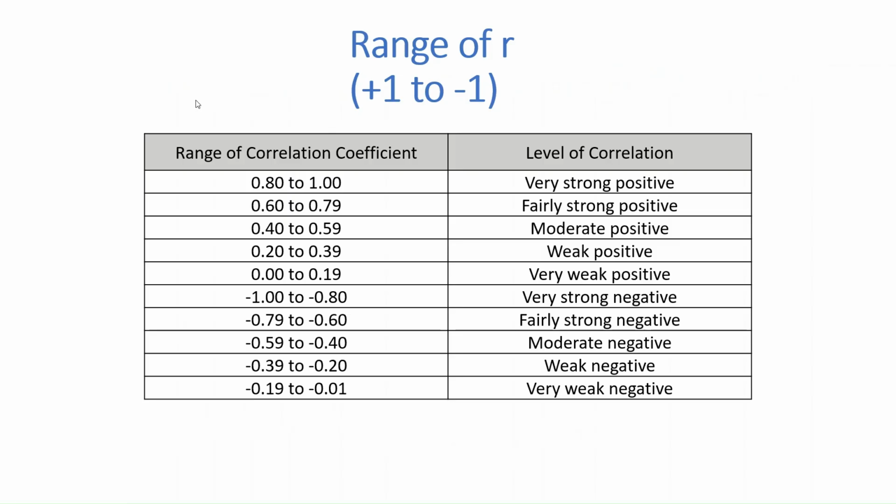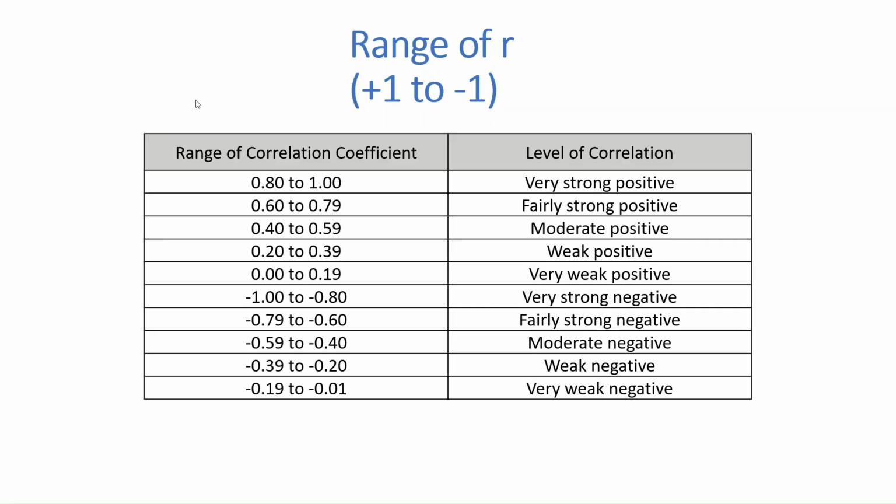And one more thing we have to notice here is that when it is near about 0, then we say it is either very weak positive or very weak negative. So, in simple words, when the value of r is +1, that means there is a perfect positive linear relationship, and it gradually decreases as the value of r goes towards 0. When the value of r is -1, that means there is a perfect negative correlation between the variables, and it gradually decreases towards 0.